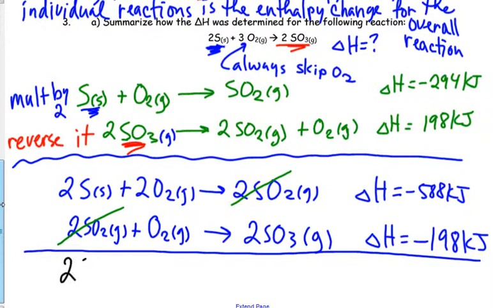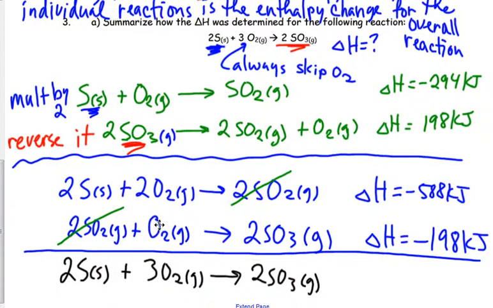We're left with 2S plus, and over here I have 2O2, 1O2. Together that makes 3O2. And over on the right hand side, 2SO3 gas. So what Hess's law says is that if I can manipulate equations and get the overall equation by combining two equations, combining the leftover enthalpies will leave me with the enthalpy of the overall reaction as well. So when I do that, I get negative 786 kilojoules.